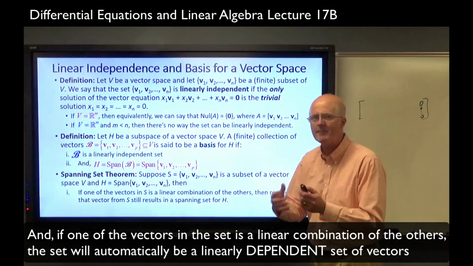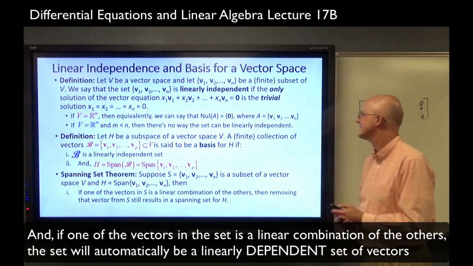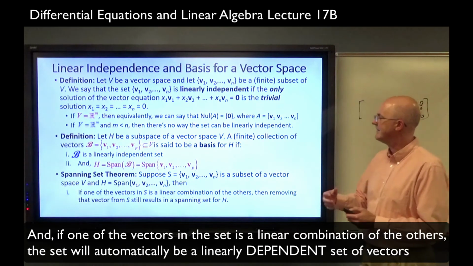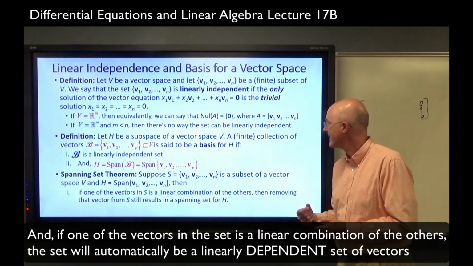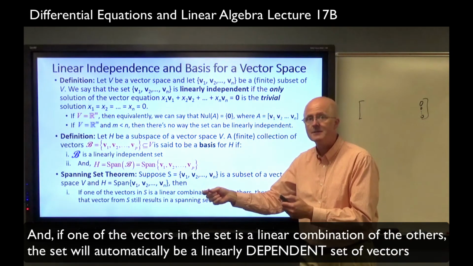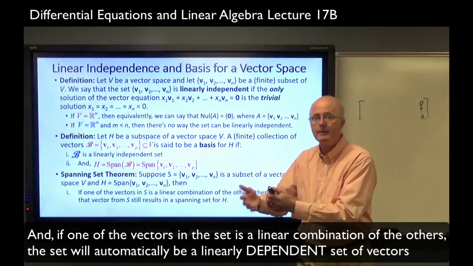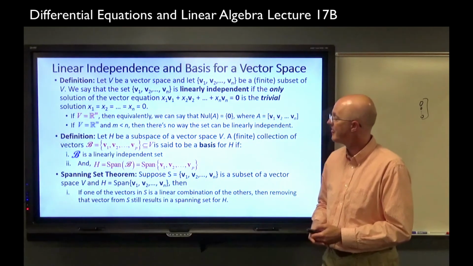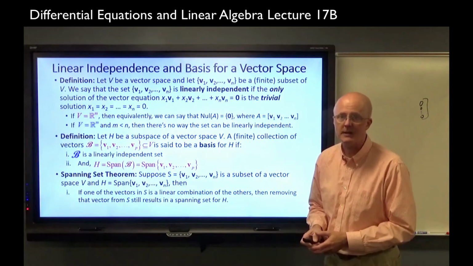I'm trying to head toward that minimal spanning collection. And if what's left over after you remove that one vector still has the property that one of the vectors in there is a linear combination of the others, you'll be able to remove that other vector as well. You'll still continue to be able to make it smaller until you get to a situation where none of the vectors are linear combinations of the others.